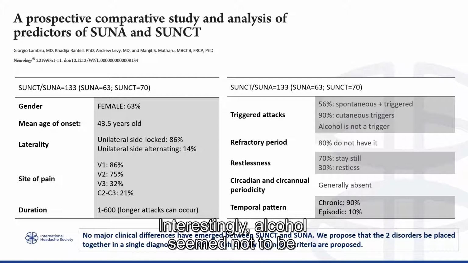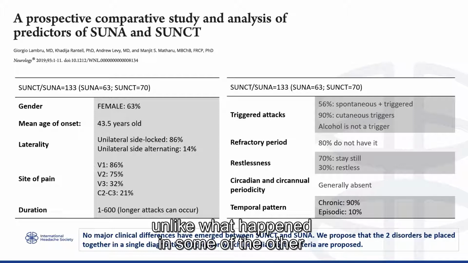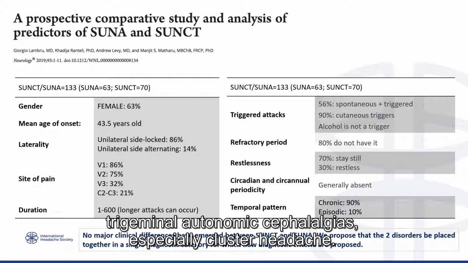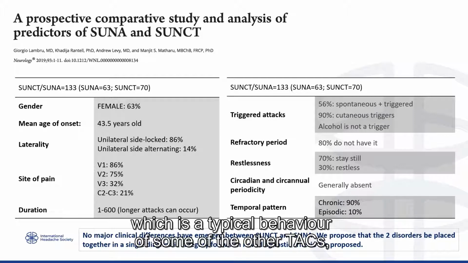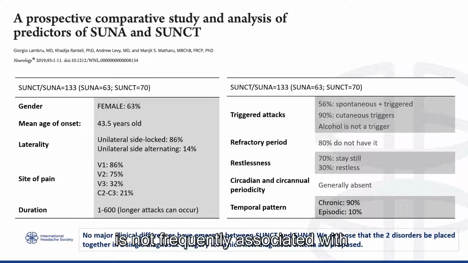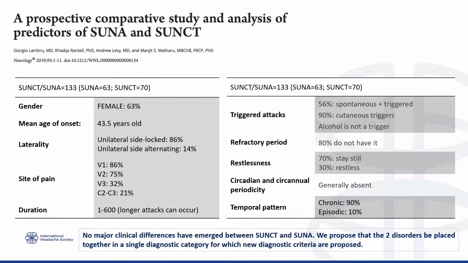Interestingly, alcohol seemed not to be a frequent trigger in SUNCT and SUNA, unlike what happens in some of the other trigeminal autonomic cephalalgias, especially cluster headache. We also noticed in our cohort that restlessness, which is a typical behavior of some of the other TACs, is not frequently associated with the painful attacks in SUNCT and SUNA. Indeed, the majority of patients prefer to stay still during an attack.